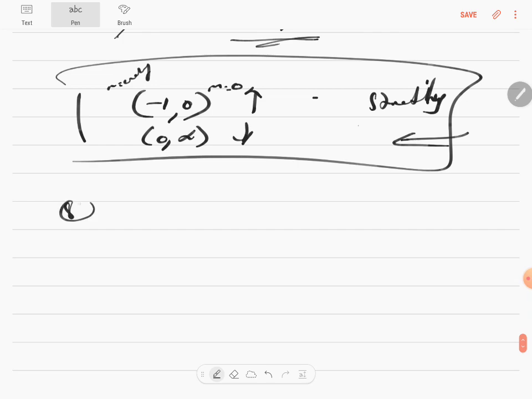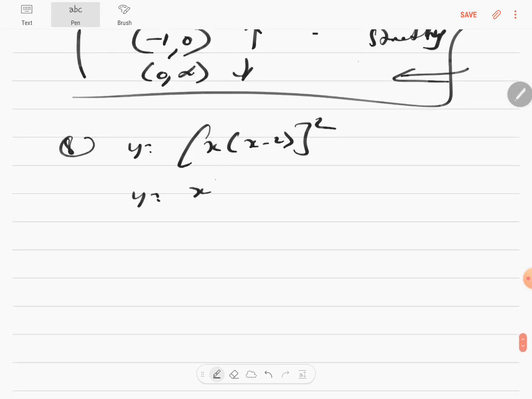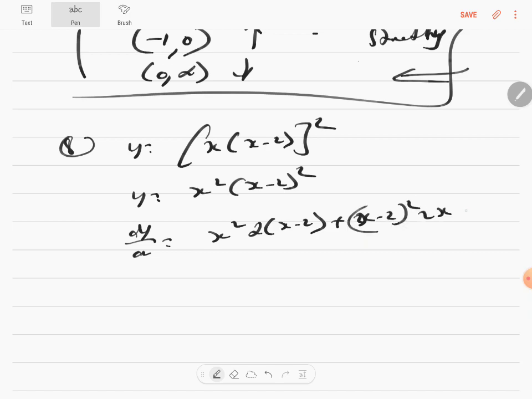So let's go to 8th question. Y is equal to x into x minus 2 the whole square. This is like y is equal to x square into x minus 2 the whole square. So dy by dx is equal to முதல்ல இருக்கிறது அப்படியே எழுது, ரெண்டாவது இருக்கிறது டிஃபரன்ஷியேட் பண்ணு, ப்ளஸ் ரெண்டாவது இருக்கிறது அப்படியே எழுது, முதல்ல இருக்கிறது டிஃபரன்ஷியேட் பண்ணு, is equal to 0. இங்கே என்ன காமன் பார்த்தீங்கன்னா 2x is common, x minus 2 is also common. So what are you left with?